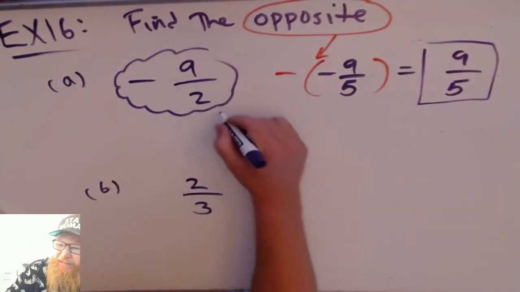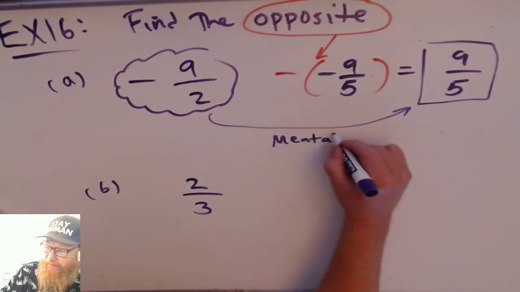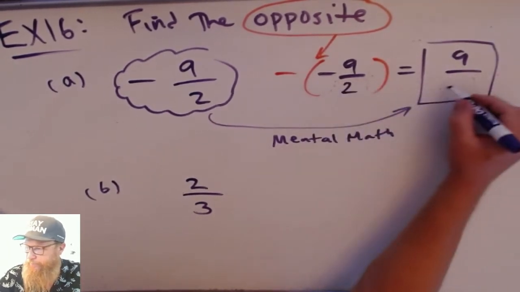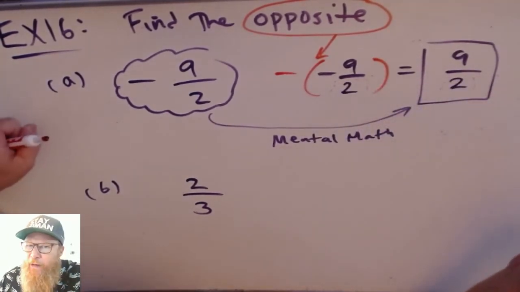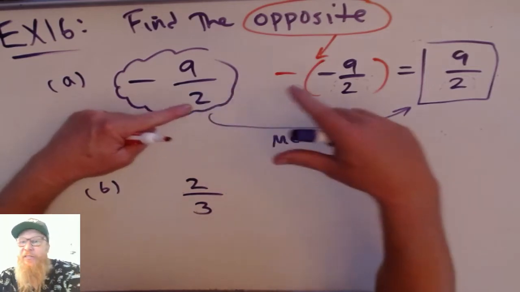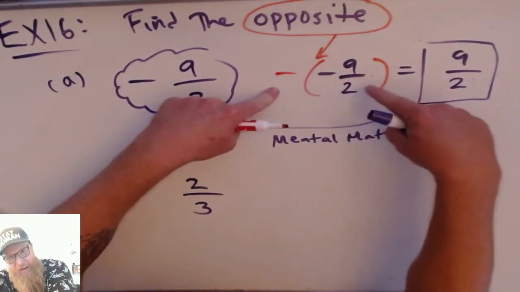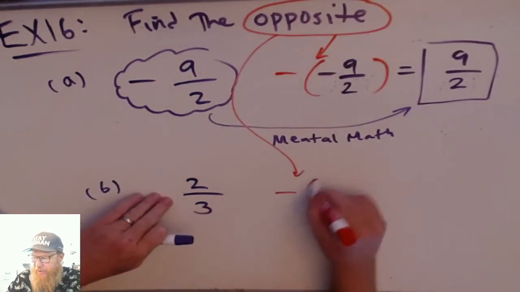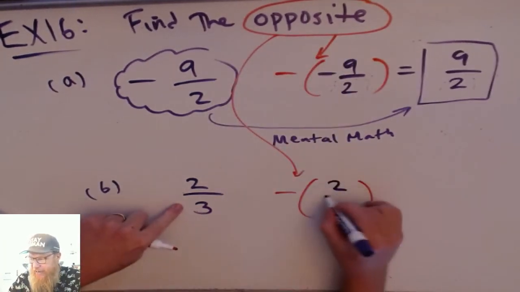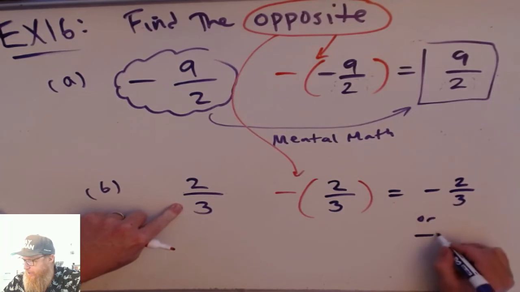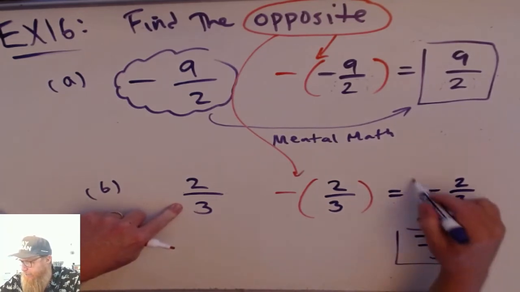You can do this with mental math. I don't know why I wrote 5. Somebody almost got extra credit out there. That was close. That's a 2, not a 5. So the opposite of negative 9/2 is negative negative 9/2, which is just 9/2. And same thing here. The opposite of 2/3 is negative 2/3. Either one of these is fine.